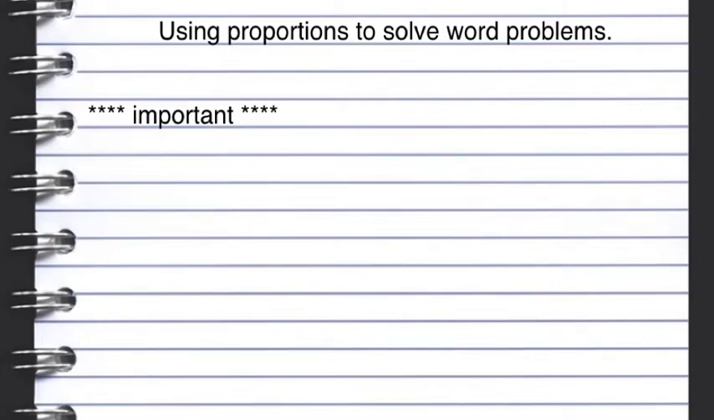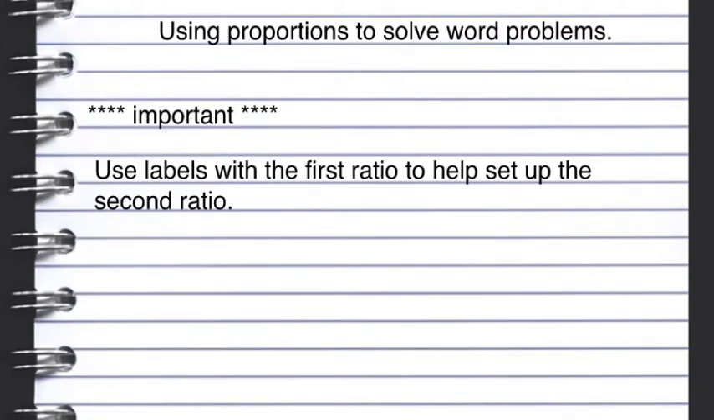Today's lesson we're going to learn how to use proportions to solve word problems, and it's very important that when you're working with word problems that you use labels. This will help keep you accurate when you are solving the problems. So we're going to use labels with our first ratio, and this will help us set up our second ratio in the correct order so that we can solve the problem. And then we'll use cross products to solve for the unknown portion of the proportion or to get our answer.